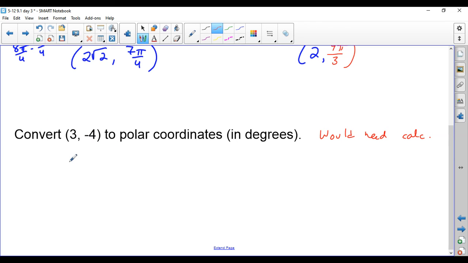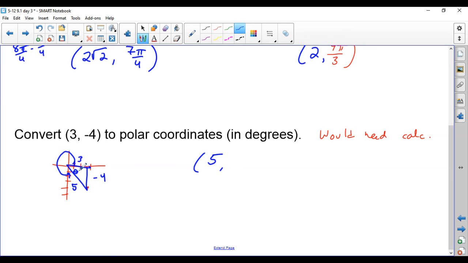I have the point 3, -4. So this is the point where I've gone over 3 and down 4. 1, 2, 3, 4. There we go. I've gone over 3 and down 4. If I wanted to put this point in polar coordinates, I would need to know the radius, which is the length of this hypotenuse, which is a 3, 4, 5 right triangle. That would be my radius. And I would need to know the angle going around in this direction.